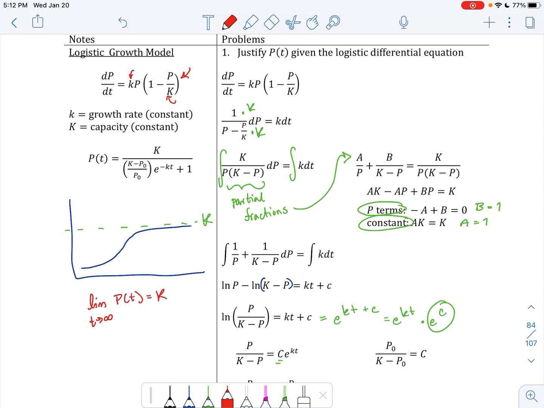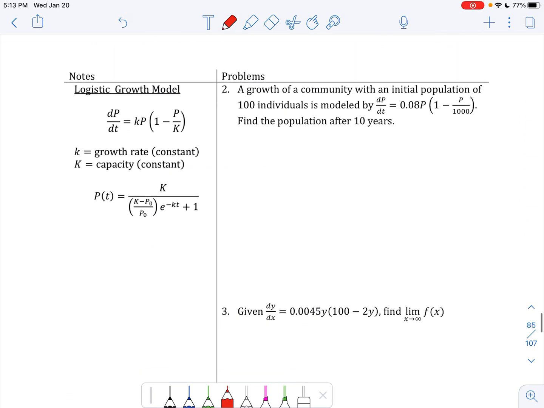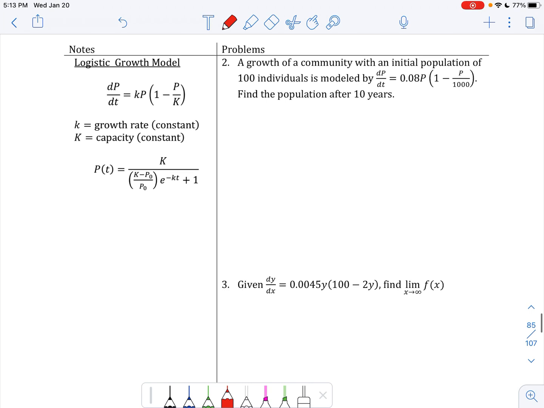So sometimes that's another type of question that you might get asked. So let's actually look at using these complex functions. In number 2, I just copy and pasted the functions here for us. A growth of a community with an initial population of 100 individuals is modeled by dP/dt equals 0.08P times (1 minus P over 1,000). Find the population in 10 years.